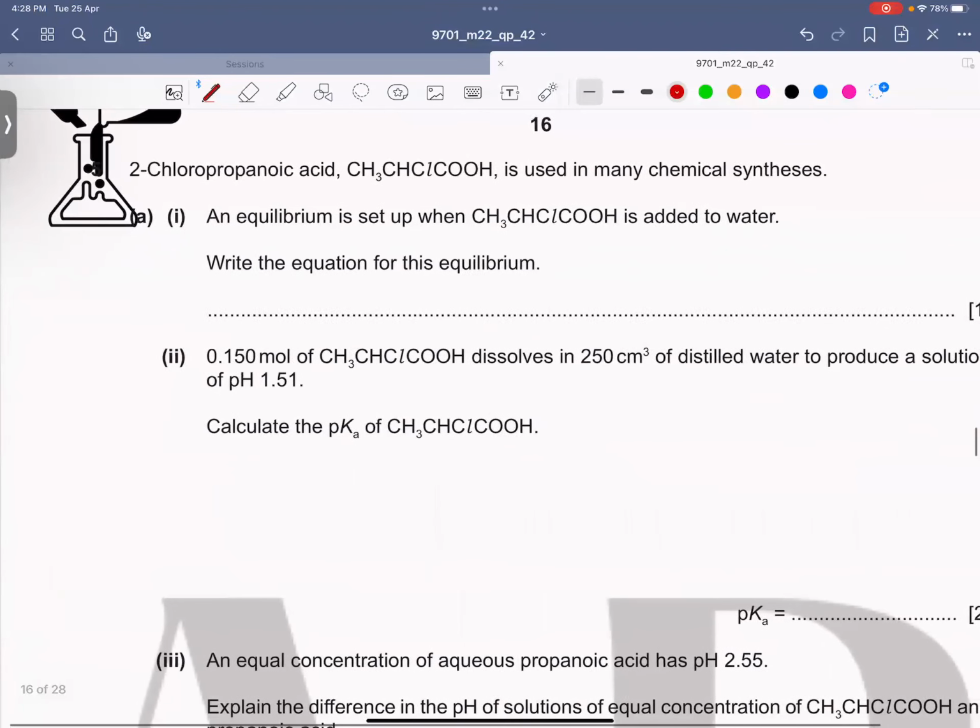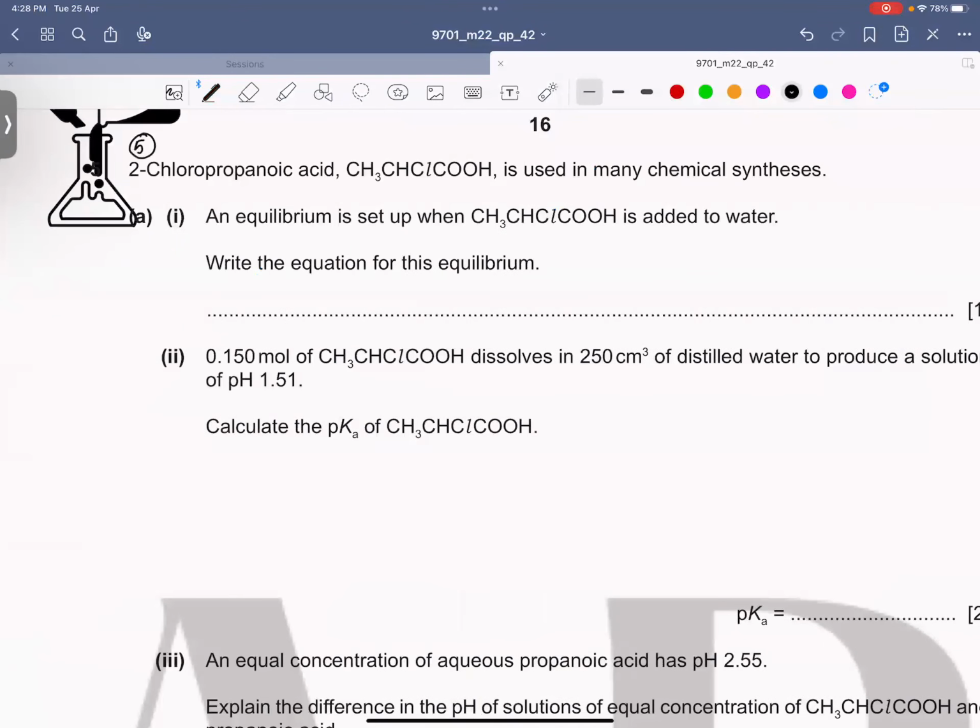Okay. Now we are going to start question number 5. We have 2-chloropropanoic acid. It is used in many chemical syntheses. An equilibrium is set up when 2-chloropropanoic acid is added to water. Write an equation for this equilibrium.